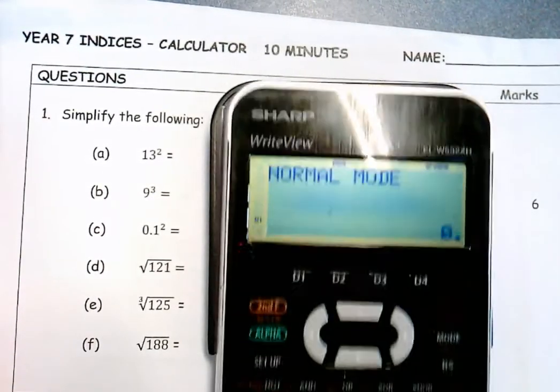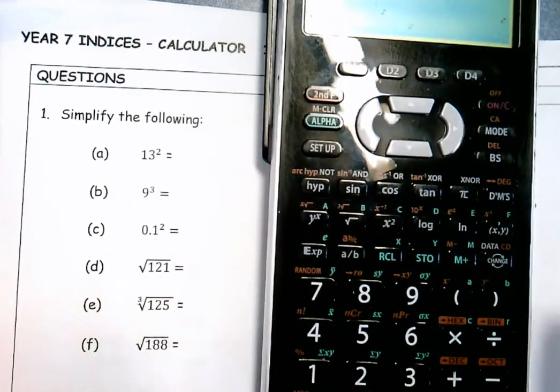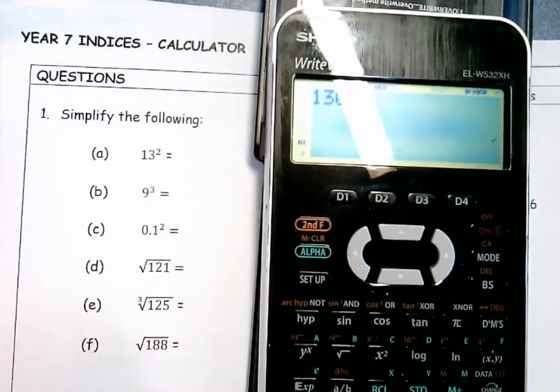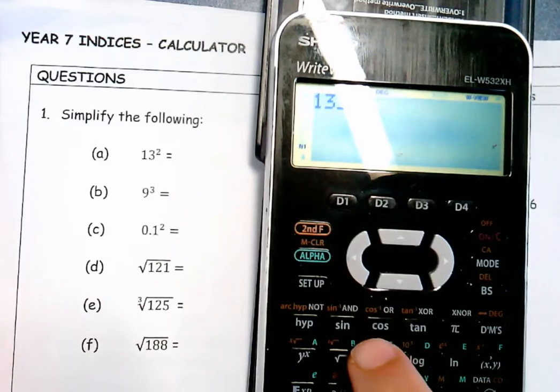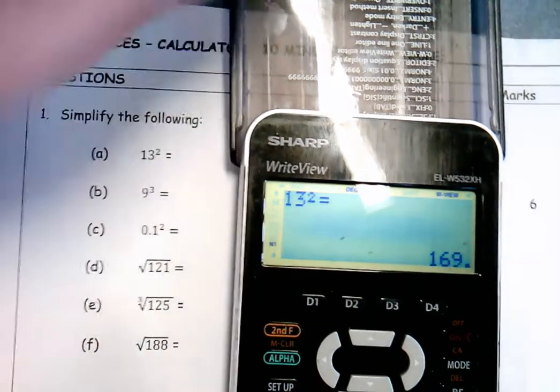13 squared. So we just enter the number 13. You know how to enter 13 on your calculator. So 13. And squared is this button here with the x squared on it. So, sorry, I better just do that again. 13. Here's my squared button there. So you can see on the screen you get 13 squared equals 169.